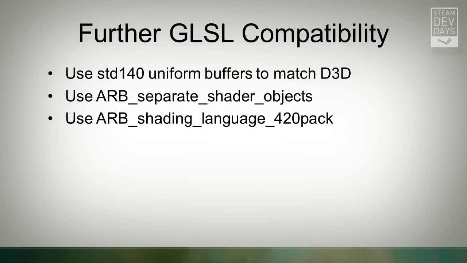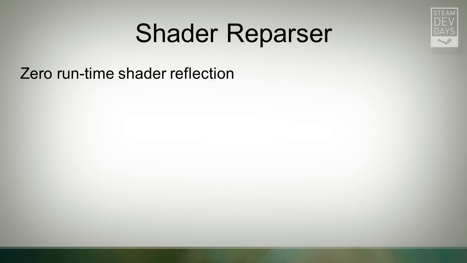As Jason mentioned, we use separate shader objects, which allows us to compile and link each shader stage independently, much like D3D does. And we use this shading language 420 pack extension. The final thing I wanted to talk about with translation is the shader reparser. As I mentioned, we had this goal that we wanted to avoid doing any runtime reflection. We didn't want to worry about the fact that when you compile and link a shader, each implementation of OpenGL will assign uniforms and uniform buffers to its own implementation-dependent locations. We wanted our shaders to be able to be baked in as a preprocess and not have to do this at runtime. And this is the same thing we do in D3D.